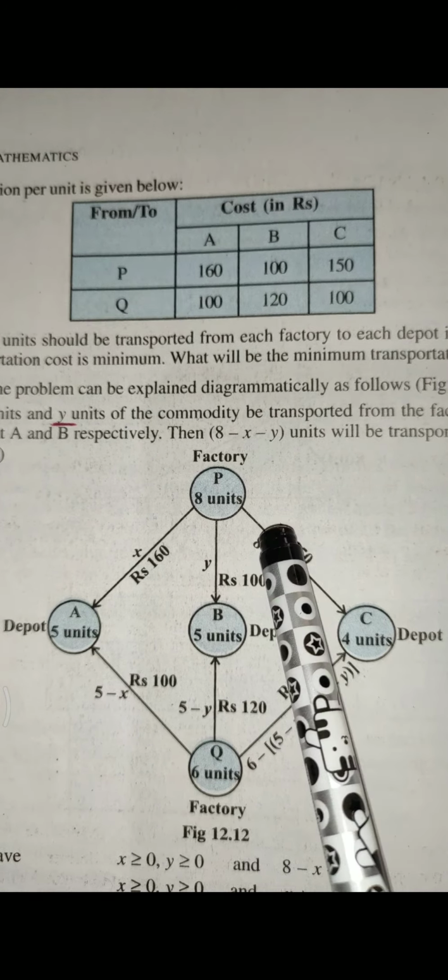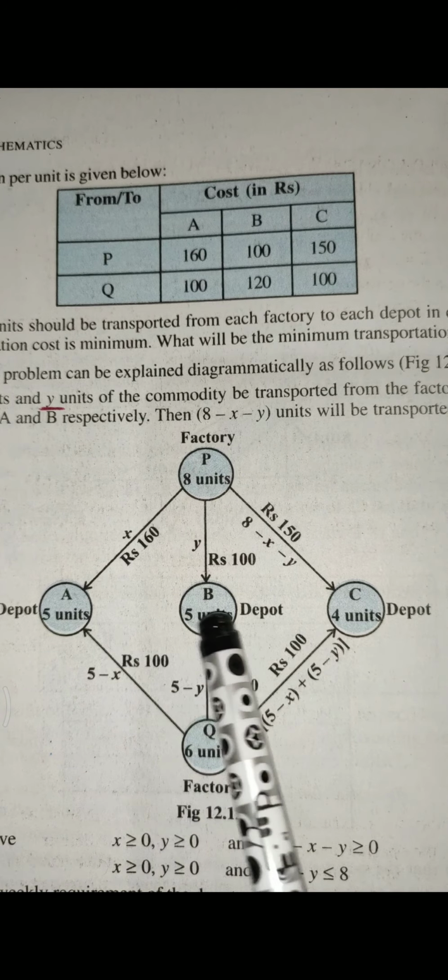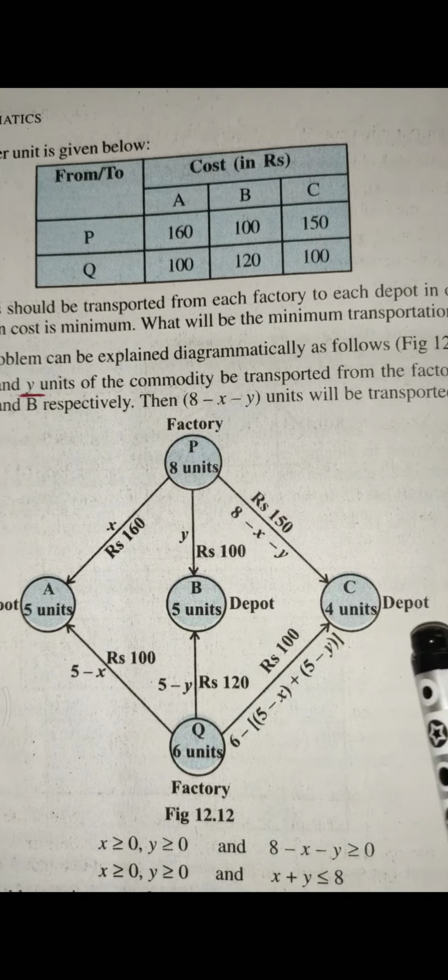What is the name of these? Already given in the question, A, B, C. What is the requirement of each depot? 5 units, 5 units and 4 units. Now, first concept: the total requirement is equal to the total production. So 8 plus 6, how much do we get? 14. You can count here also, the total requirement 5 plus 5 plus 4 is 14.